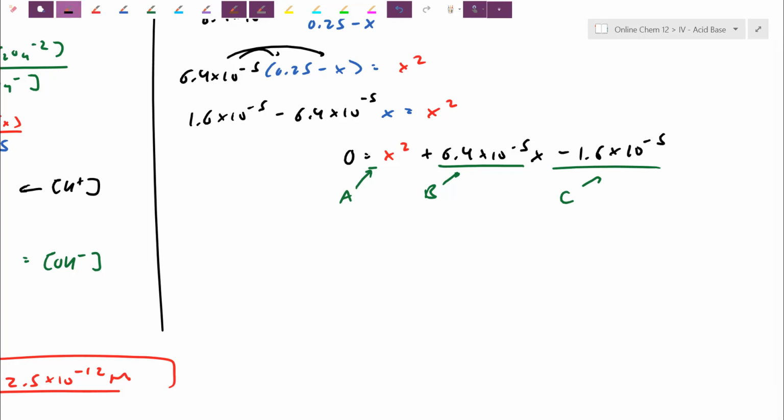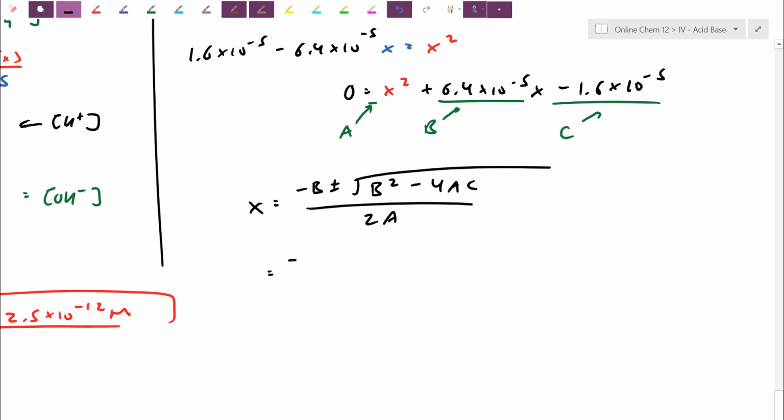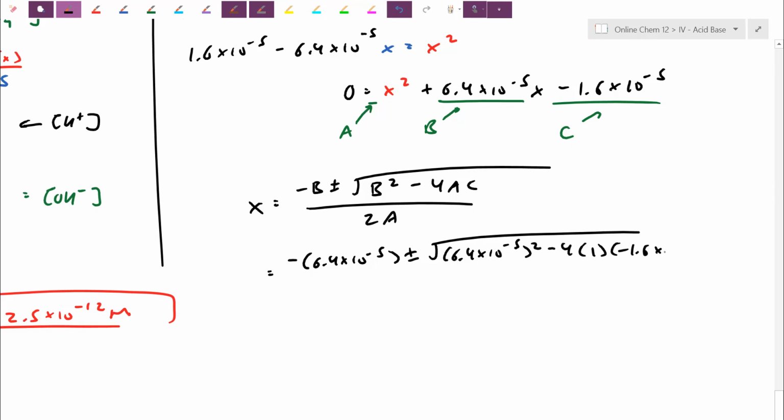Now we look at our formula sheets here in your math classes. The quadratic formula basically says the x that solves it is negative b plus or minus a very scary term, the square root of b squared minus 4ac, divided by 2a. So let's just plug through our numbers here. Let's take the negative of b, 6.4 times 10 to the negative 5. Let's do a plus or minus. We have the root of this same number, 6.4 times 10 to the negative 5, all squared, minus 4 times a, which is 1, times our c value, negative 1.6 times 10 to the negative 5, divided by 2 times a.